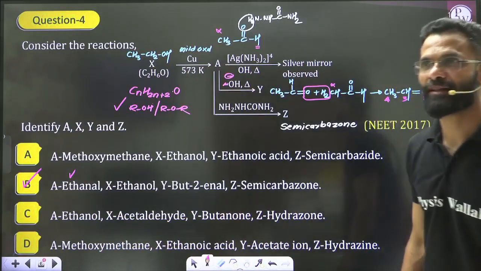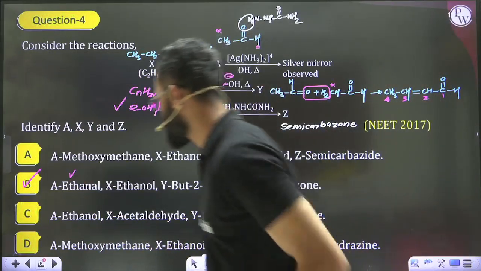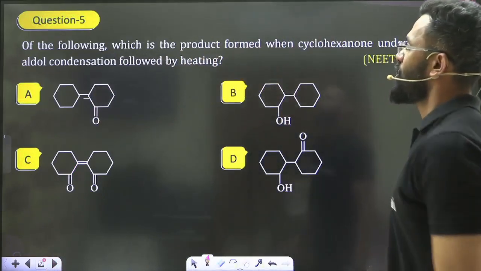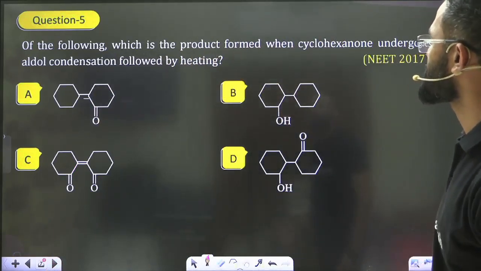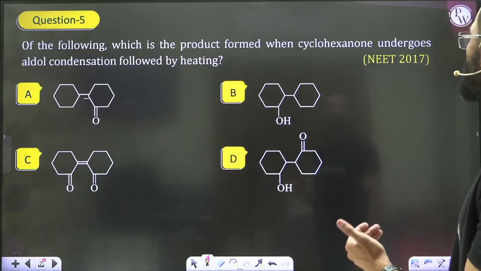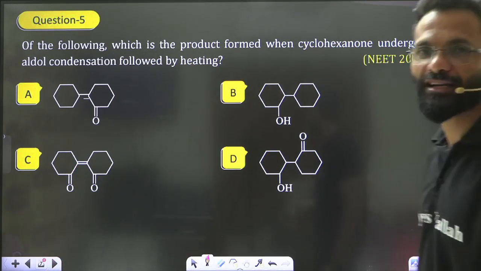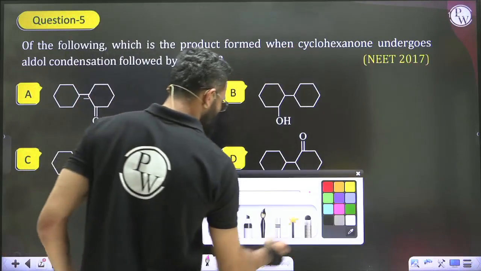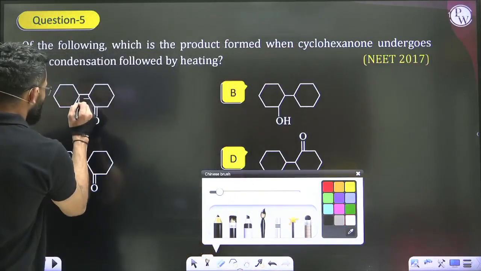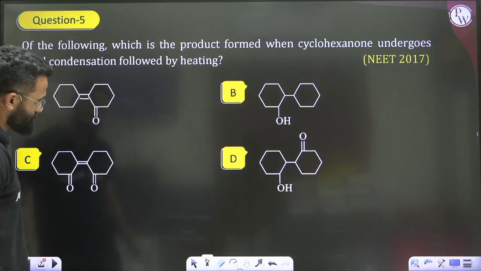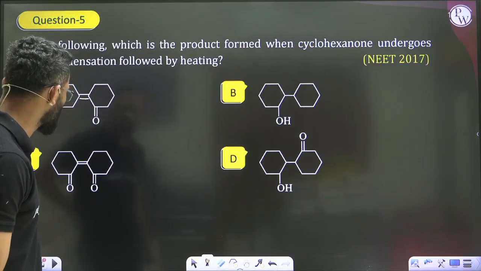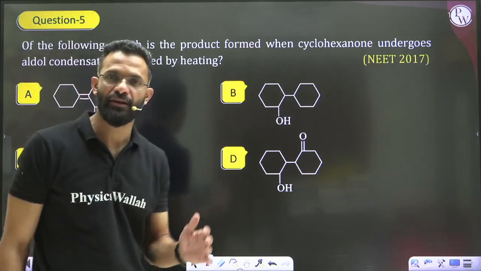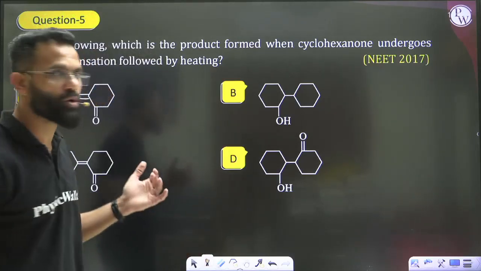All right, everyone. Okay, guys, we are moving forward with the next question, number 5. Of the following, which is the product formed when cyclohexanone undergoes aldol condensation followed by heating? All right, guys. This is a double bond. So basically, the question is we have to identify which of the following products is the aldol condensation product of cyclohexanone.